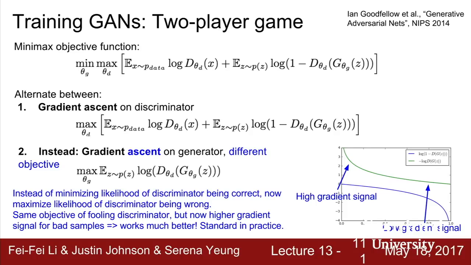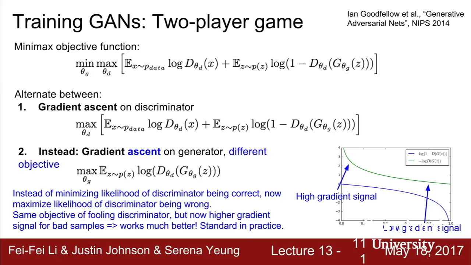And so in order to improve learning, we're going to define a slightly different objective function for the generator, where now we're going to do gradient ascent instead. Instead of minimizing the likelihood of our discriminator being correct, which is what we had earlier, now we'll flip it and say, let's maximize the likelihood of our discriminator being wrong.